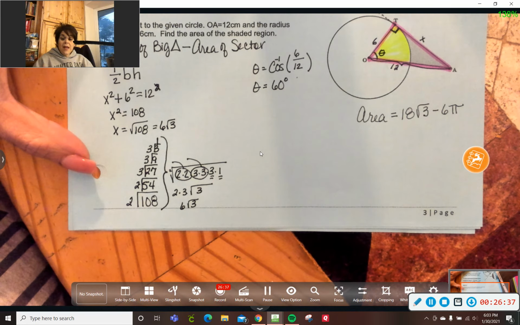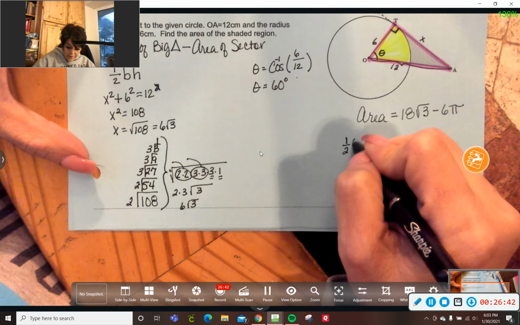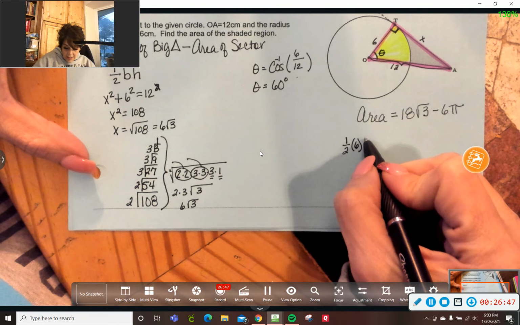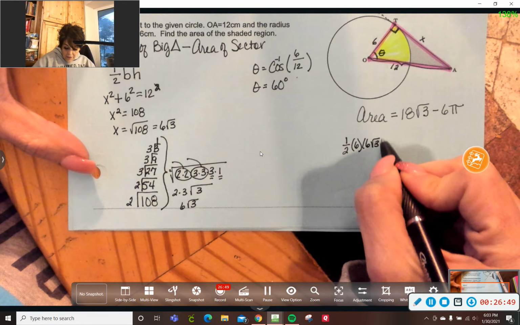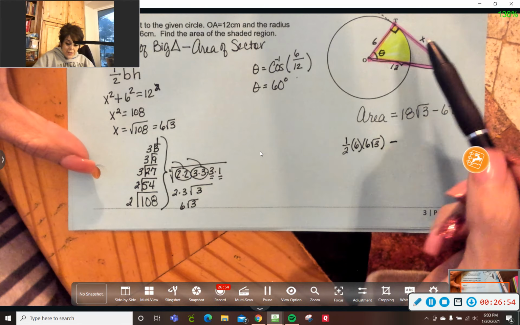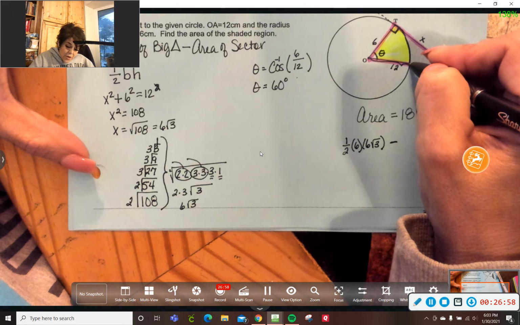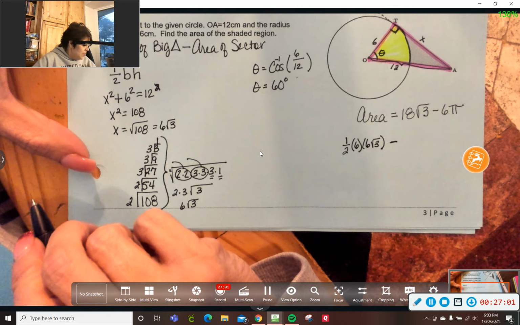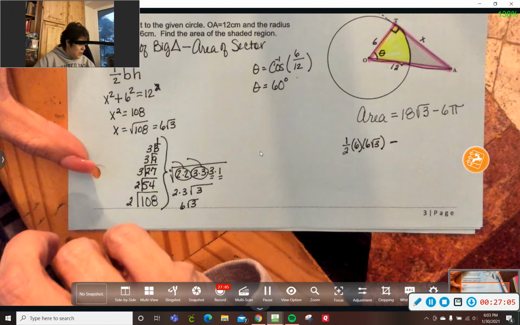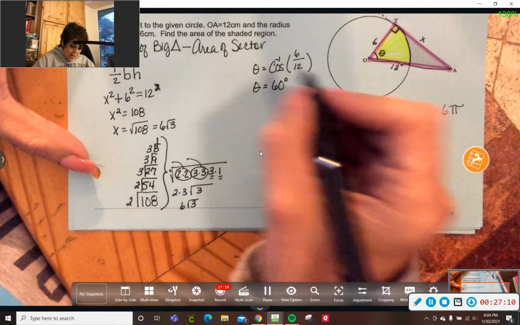I can do the area of the triangle. So the triangle would be 1/2 the base, which is 6, times the height, which is 6 square roots of 3, minus, and I need to do the area of the sector. So the sector, it's not quite as hard. I don't know that right there. So I know, let's see, what do I know on here? I know the angle is 60.